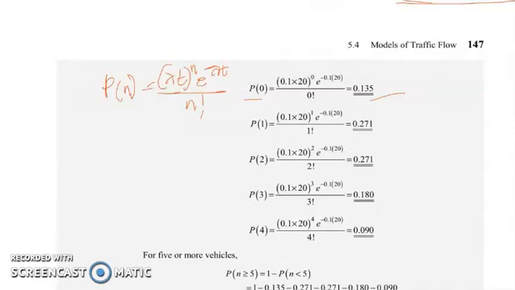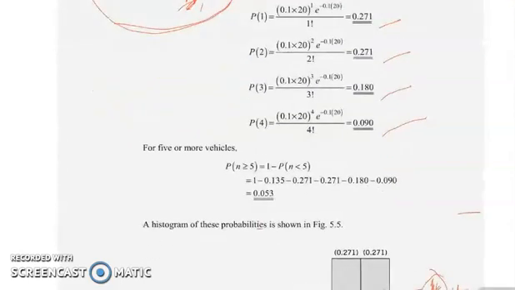You simply have to substitute the values. The only change in the formula is the value of n, which will be 1, 2, 3, and 4. So the results are 0.27 for 1 arriving vehicle, 0.27 for 2 arriving vehicles, 0.18 for 3 arriving vehicles, and 0.09 for 4 arriving vehicles.